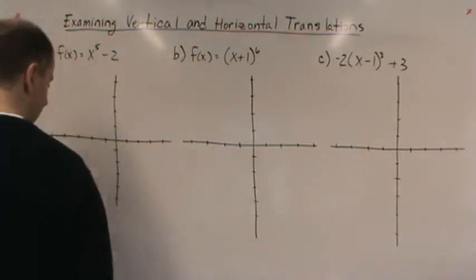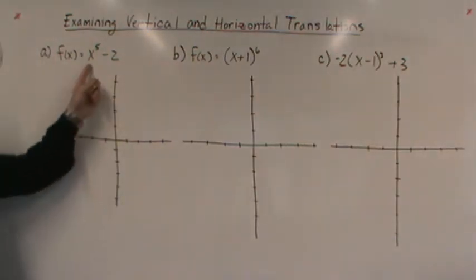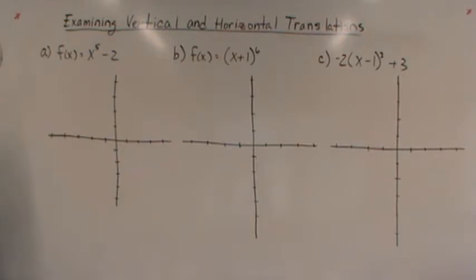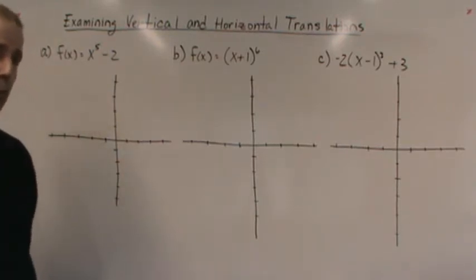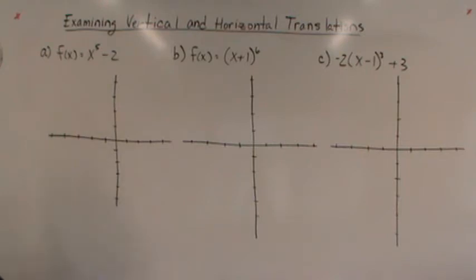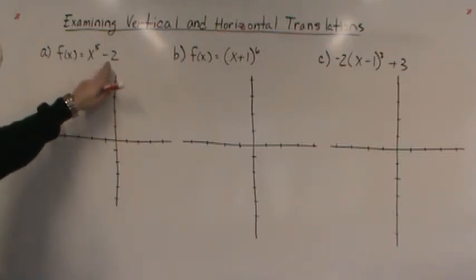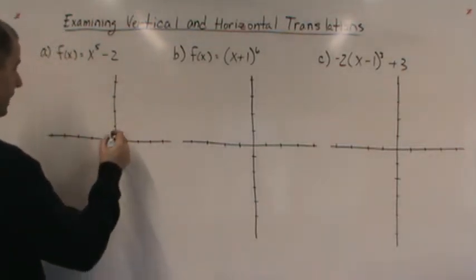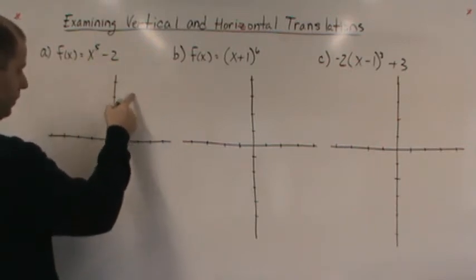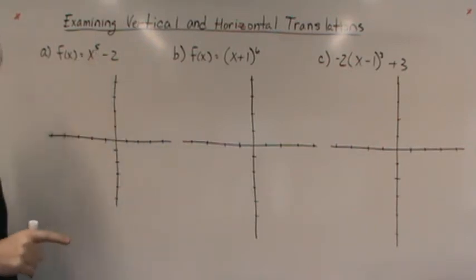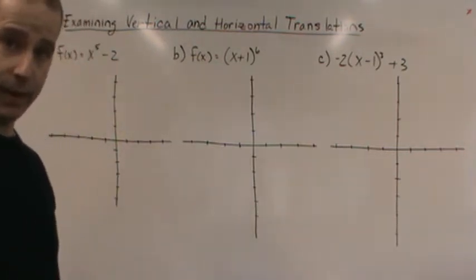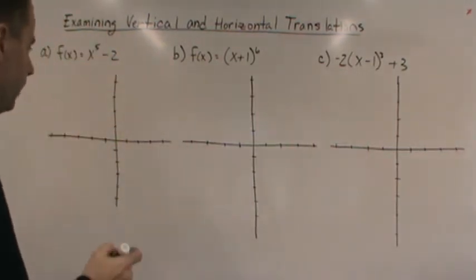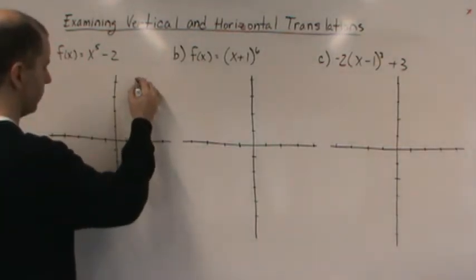In this first example, we've got x to the 5th power minus 2. Since it's a 5th power, we know it's an odd degree, an odd function, which means it's symmetric with respect to the origin. But it's translated 2 units down. So it's odd, but since it's 5, we know what x cubed looks like, but x to the 5th is going to be narrower and flatter in the middle. So x to the 5th is going to look something like this.